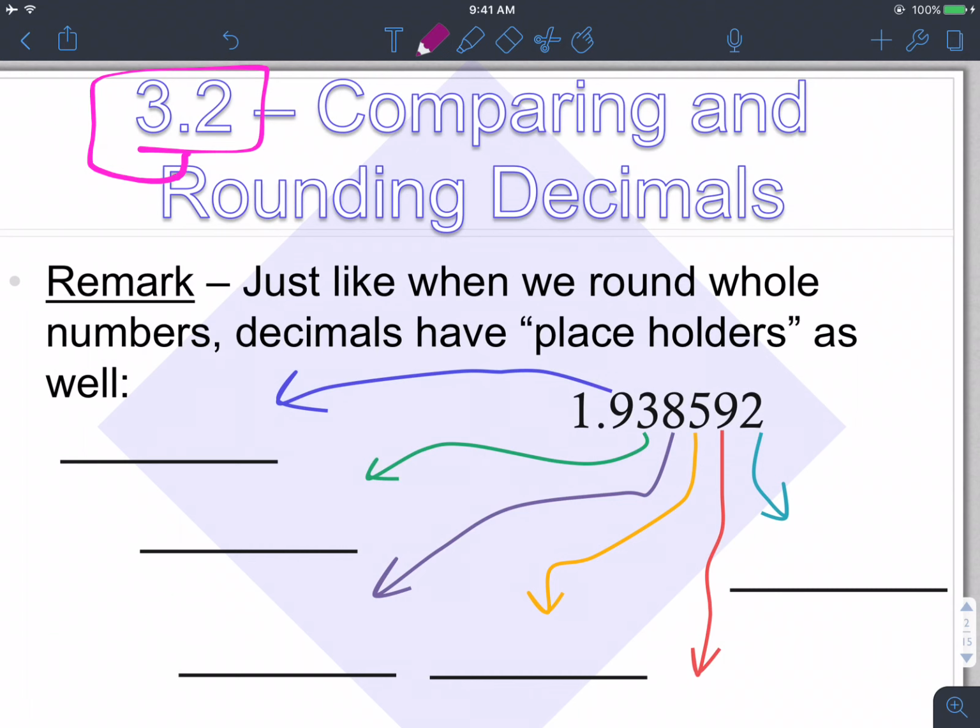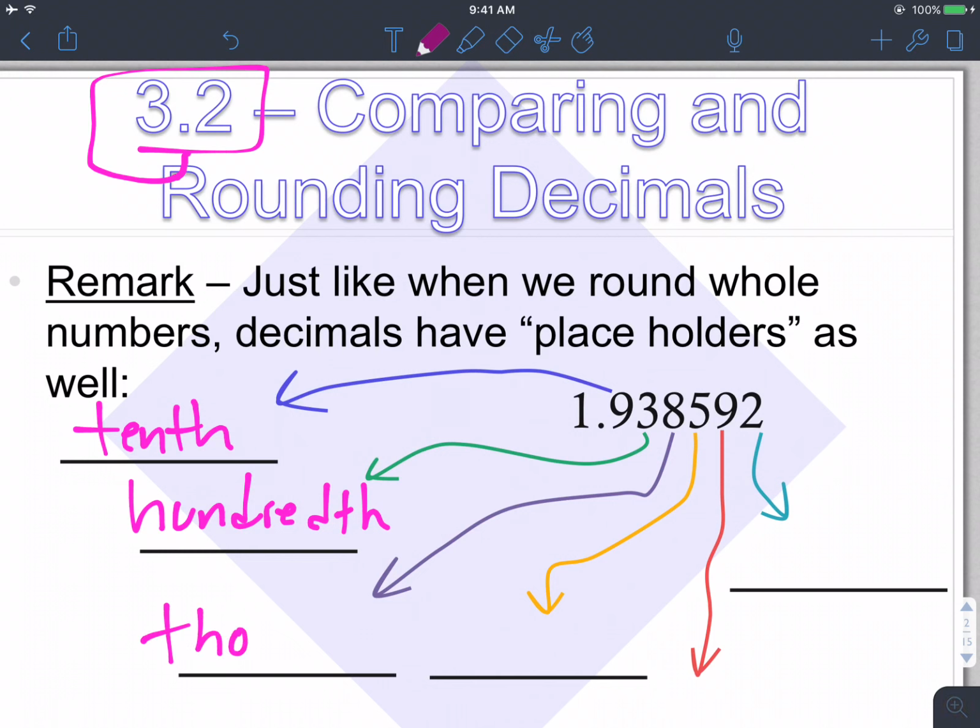Decimals have placeholders as well. So that 9 would be to the 10th. Okay, the 3 would be the 100th decimal place. Thousandth. You're putting the "th" at the end of everything.